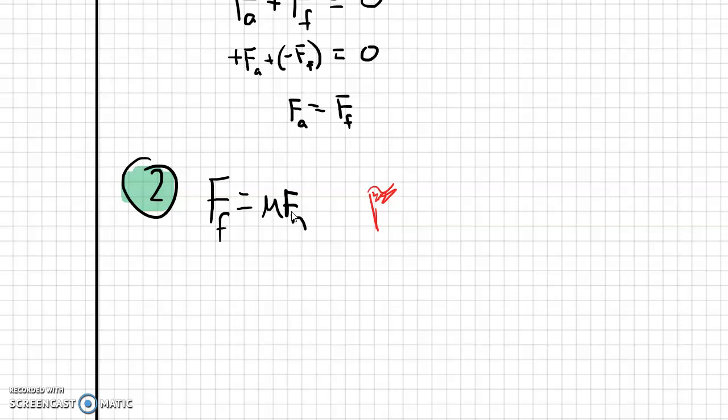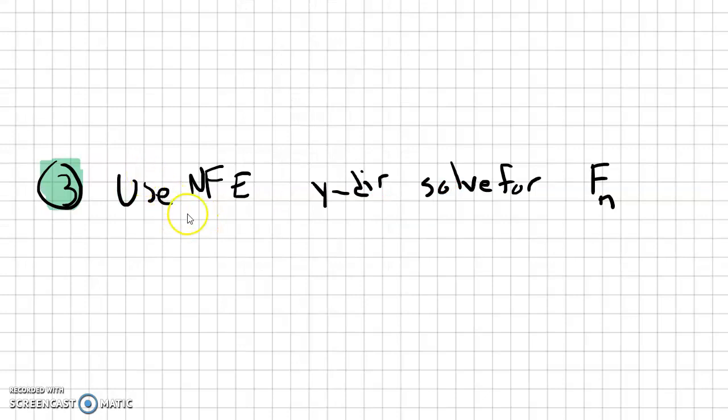So the normal force was a force that was in the y direction. It was an upwards force. So I think what we're going to have to do is go back to the y direction and find that force as well. So we're going to need another step to do that. Step 3 here is we're going to need to use a net force equation in the y direction to solve for the normal force.